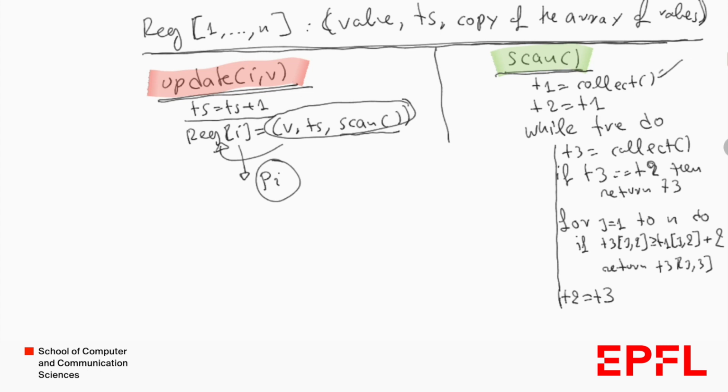The scan, what does it do? It first performs a collect, and then it enters this loop. It collects again. If what it collected is the same as before, then it just returns here. Then it tries to see if there was something that it read before that has been changed at least twice. So the timestamp stored in this element in the register array has been modified at least twice. In this case, it returns the copy of the array of values contained in the array. If not, the loop repeats. So this is a wait-free implementation.